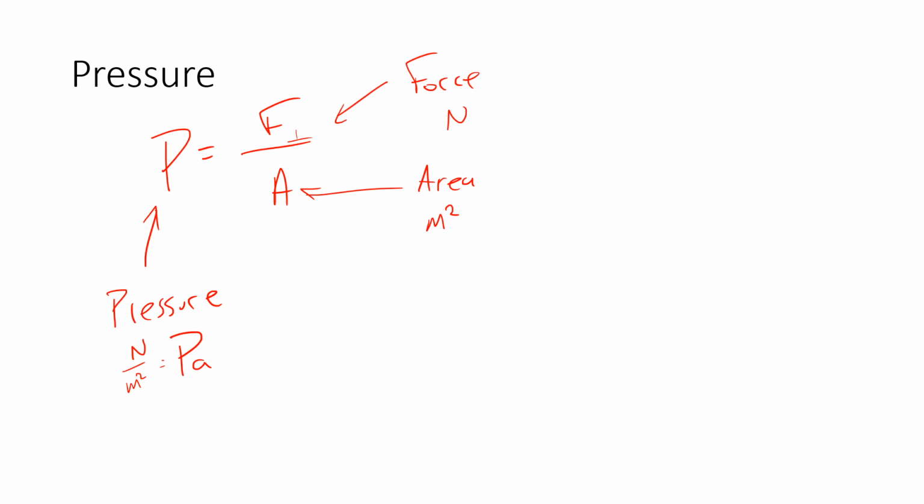Now, a pascal is very small. I mean, it's very small. A newton isn't much, and a meter squared is big. So it's going to be very small. So usually, what we're going to use is kilopascals or even megapascals.